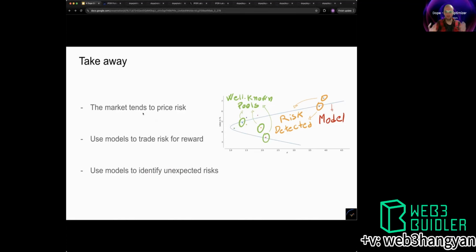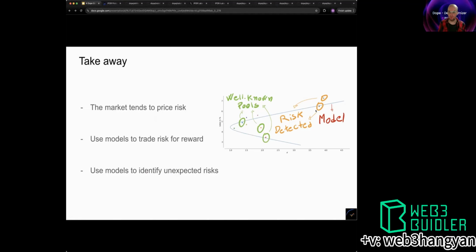So that's why I was asking why this rate happens. Yeah, it's already there by the market itself. But also, you can use the model. I think that's the most traditional use of these models, right? You can trade risk for some rewards following these models. So that's usually how they are used. But I think the biggest takeaway is you can use these risk reward models to identify unexpected risks.